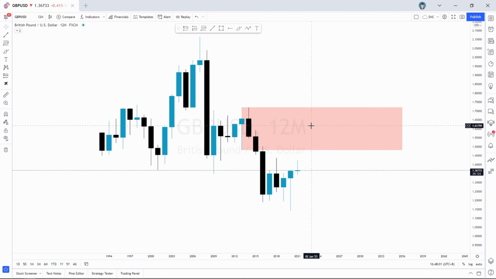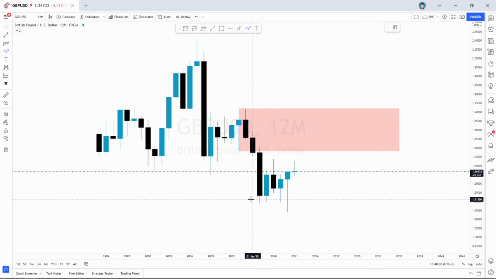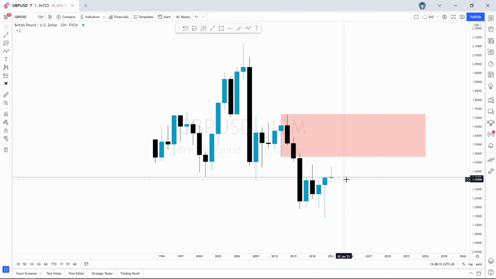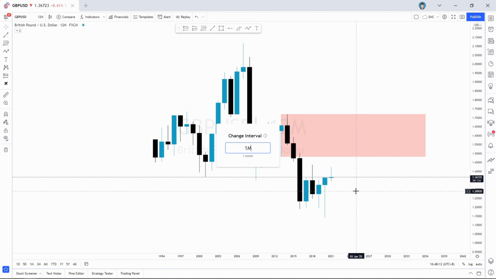So I'm expecting price to form bullishness to touch this, then continue to go lower. So that's the 12-month. Then let's go to the monthly.